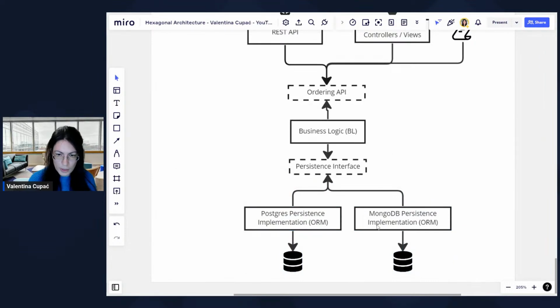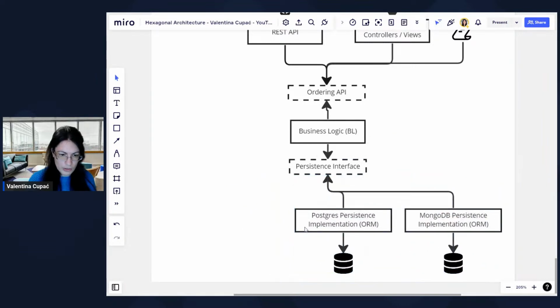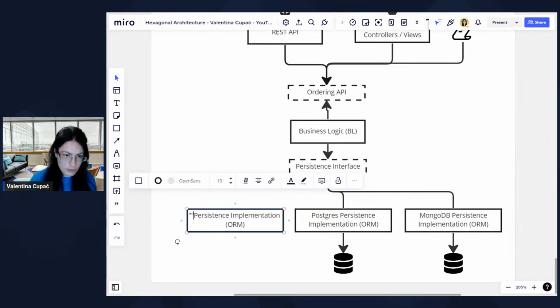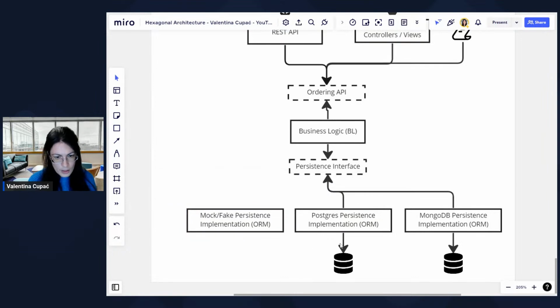But we also mentioned imagining the case that there is no database available, or we want our tests to run fast, and that there would be some kind of mock or fake persistence implementation. And that one does not have any underlying storage. It is purely in memory.